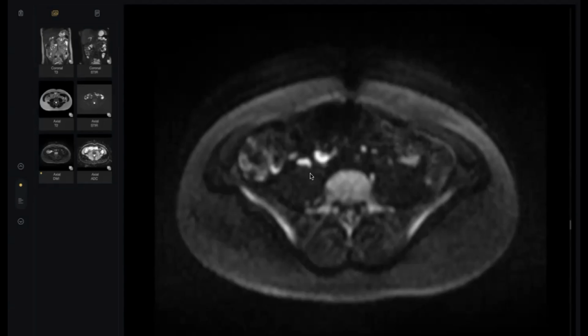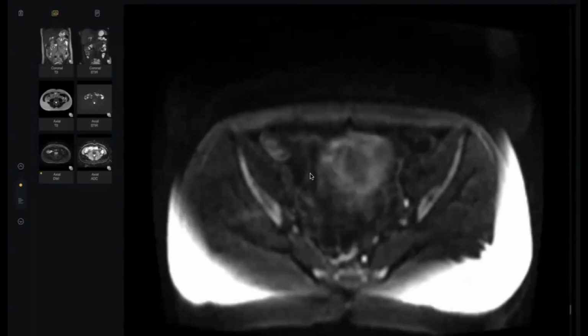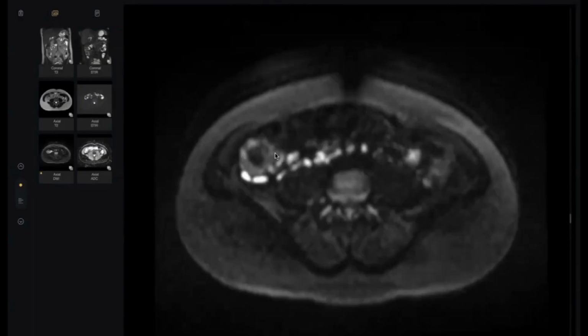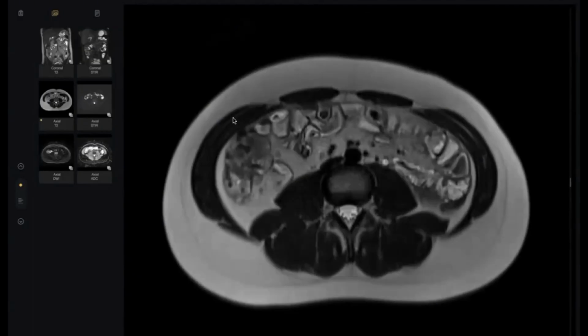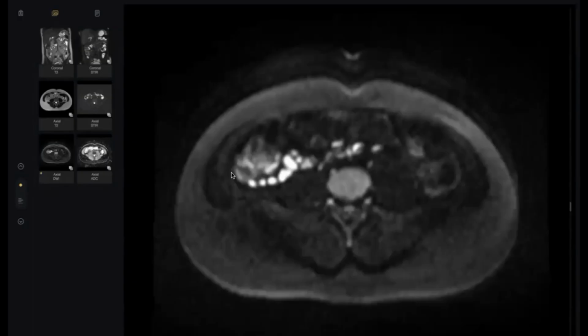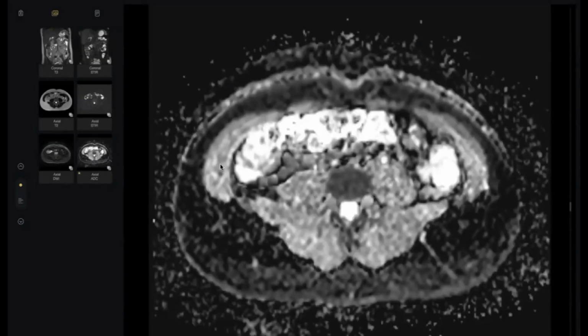Okay, doctor, thank you. See, my colleagues, one of the most important functions of diffusion is to detect lymph nodes. Really, if you see here T1 and T2, you can hardly see the nodes. Very not clear. Now I can see them on diffusion. Sure, we will confirm on ADC.